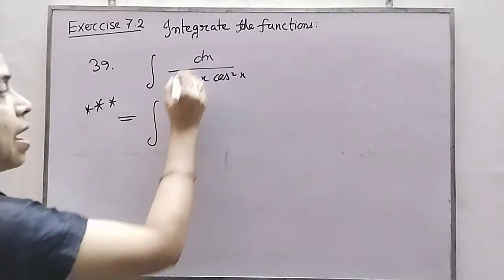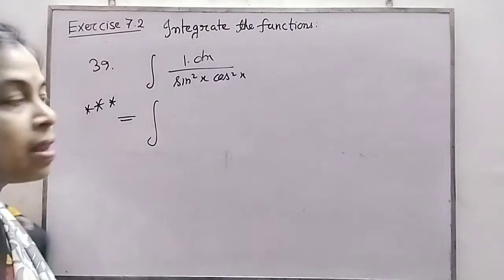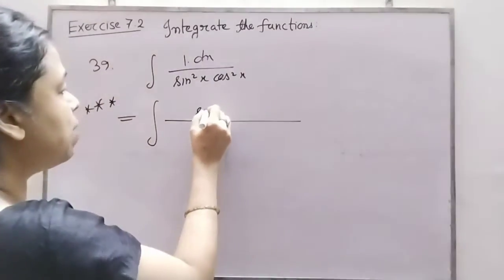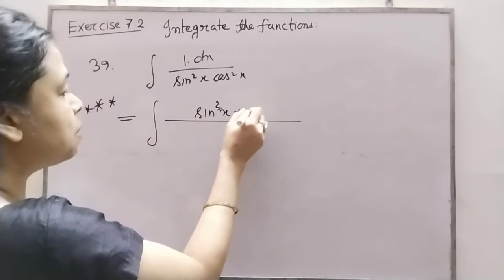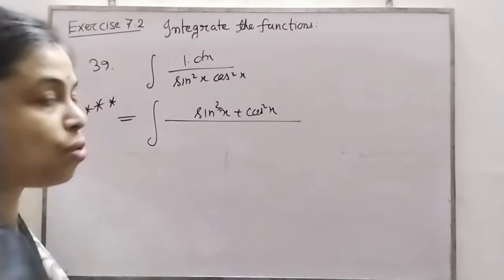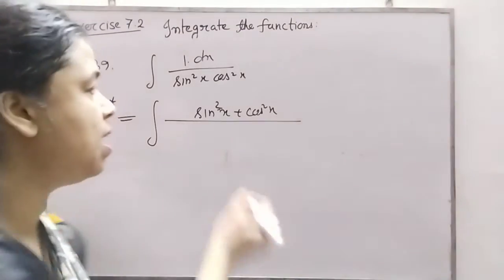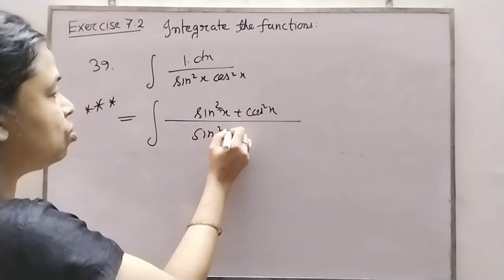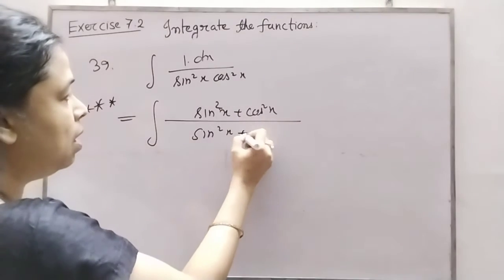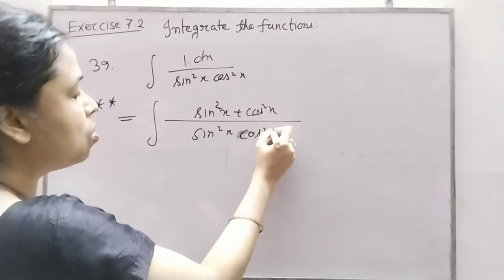In place of 1, I'm going to write sine square x plus cos square x. As you know, the simple trigonometric identity sine square a plus cos square a equal to 1, I have used it here. So this is integral of sine square x plus cos square x, divided by sine square x into cos square x, dx.